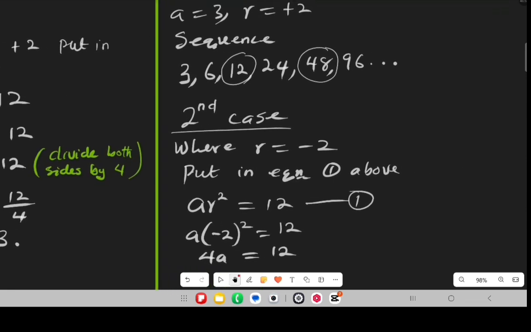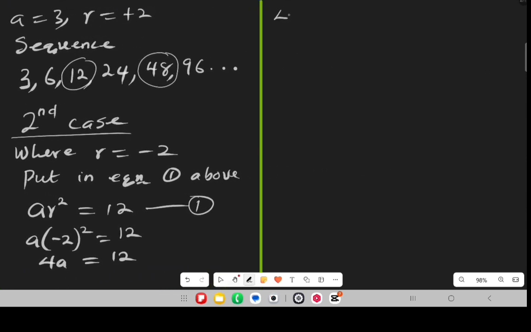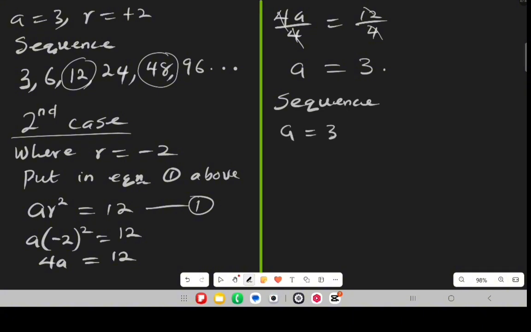Next step, we divide both sides by the coefficient of a, which is 4. That is 4a divided by 4 equal to 12 divided by 4. We cancel 4, left with a equal to 12 divided by 4, which gives us 3. Now, to form the sequence, when a is equal to 3 and r is equal to minus 2.